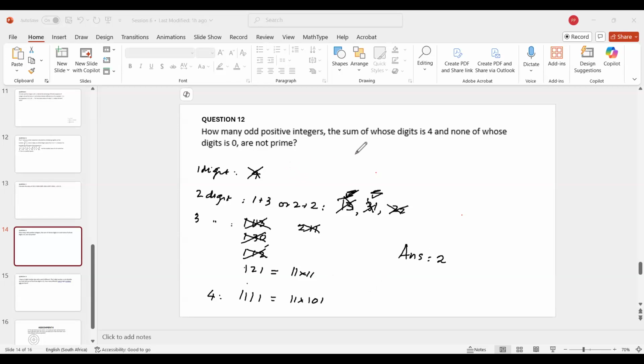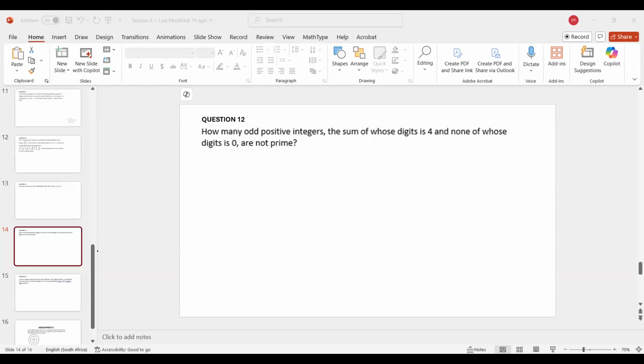The question is how many odd positive integers, the sum of whose digits is 4, and none of whose digits is 0, are not prime. So you have to translate your question nicely, and then write down all the possibilities and start eliminating them. So this is a strategy. The only thing I can teach you is a strategy to solve these problems. But I can't deal with every problem. It's impossible. So you can't really prepare for these competitions. You just have to have a lot of experience, try as many problems as possible, so that in all different kinds of situations, you know how to tackle them.